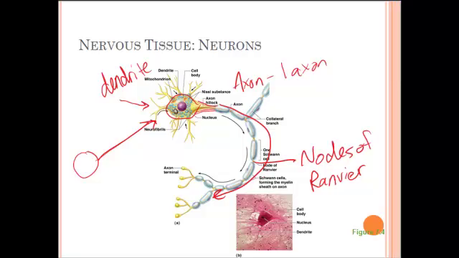That's where we're going to stop this part of the lecture, and that gives us an introduction to the nervous system, the types of cells in the nervous system that we need to know.